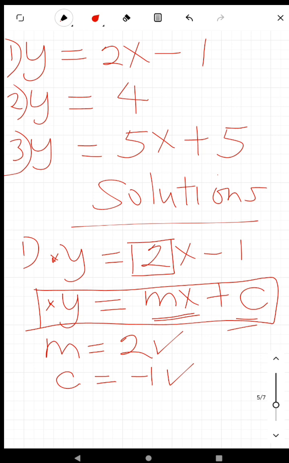C is equal to minus 1. That's from here. So we have solved for m, which is the gradient, or slope. And then this is the y-axis intercept.